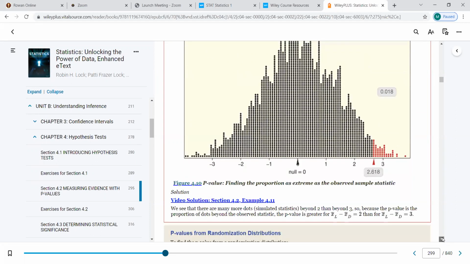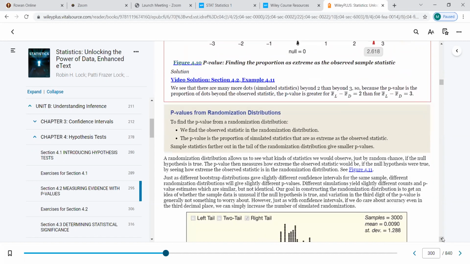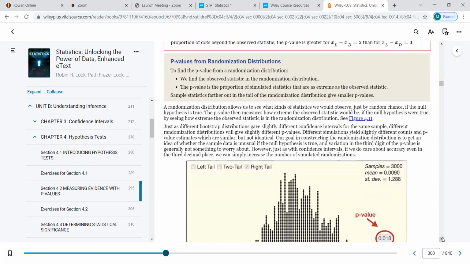All right? So again, I think this book is fabulous, to be honest with you, at explaining this, because most books just throw the p-value concept out at the student and expect you to understand. So it says to find the p-value from a randomization distribution, we find the observed statistic in the randomization distribution. The p-value is the proportion of simulated statistics that are as extreme as the observed statistic. And sample statistics further out in the tail of the randomization distribution give smaller p-values.